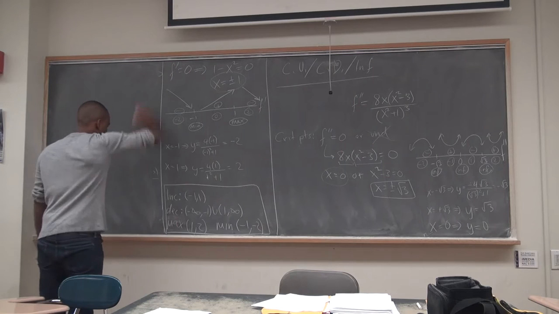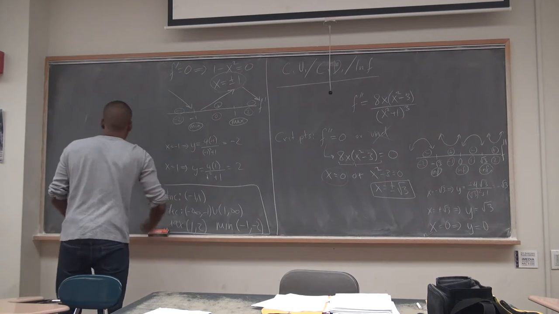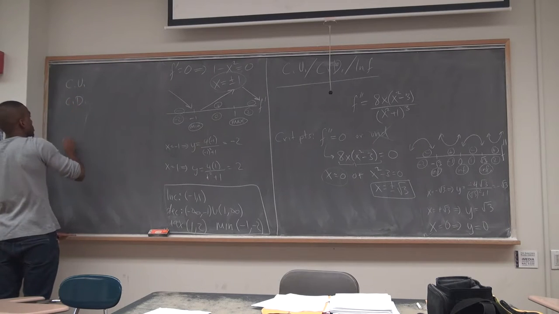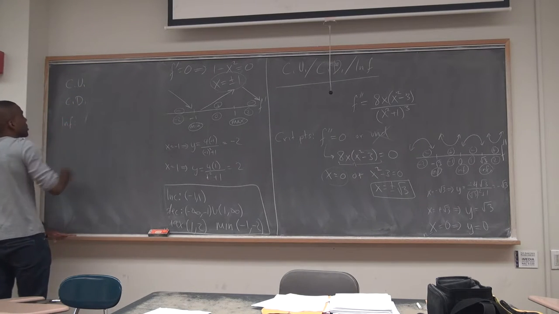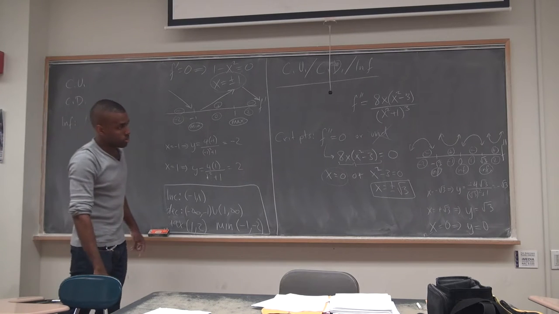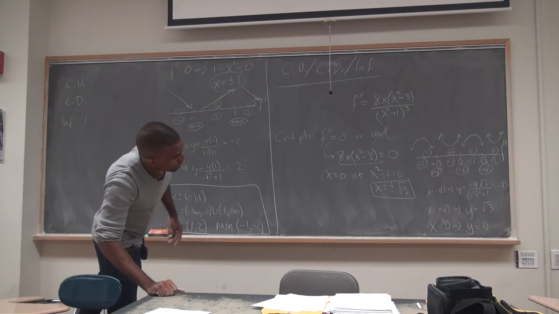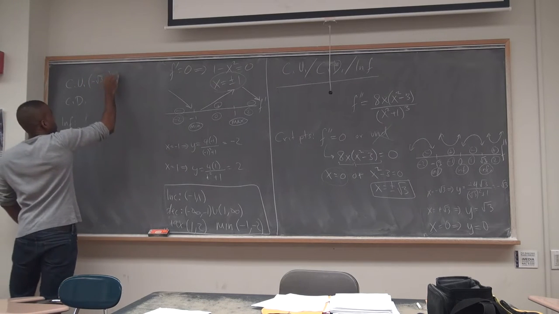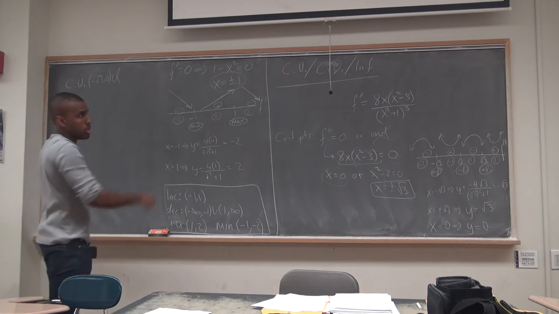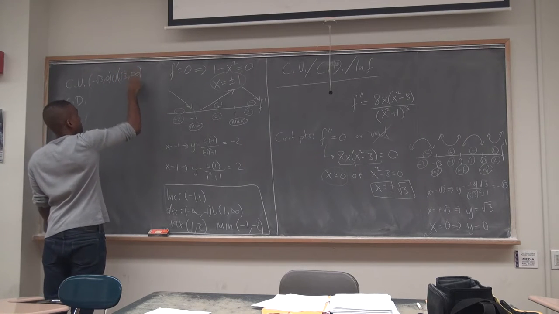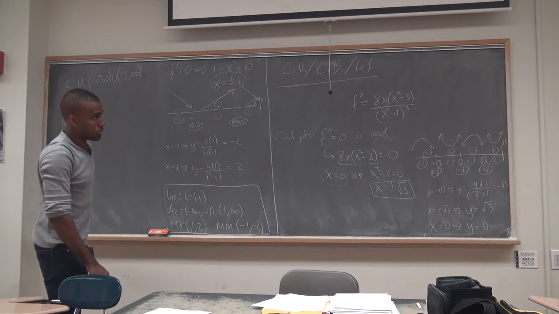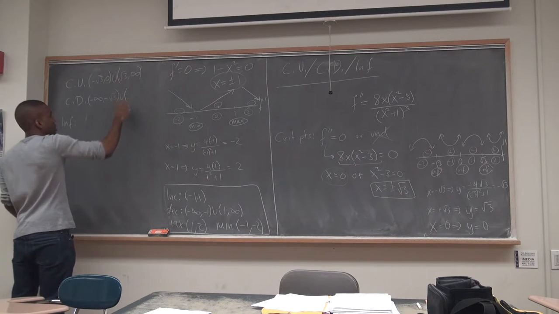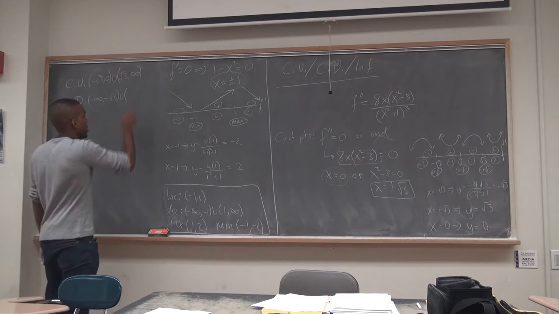So now I get my conclusions from the second derivative. I can tell you where I'm concave up, where I'm concave down, and what my inflection points are. I'm concave up from minus radical 3 to 0, and radical 3 to infinity. I am concave down from minus infinity to minus radical 3, and 0 to radical 3.